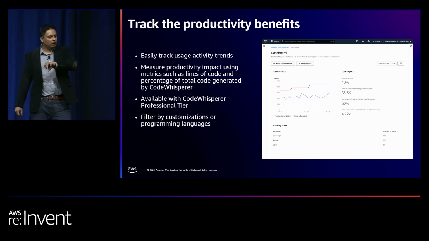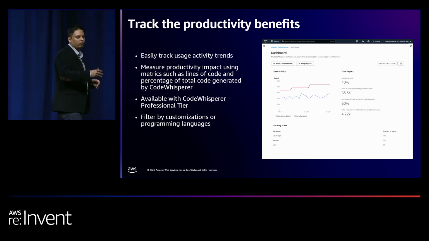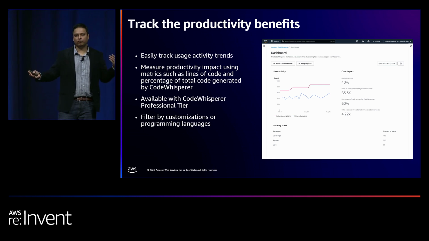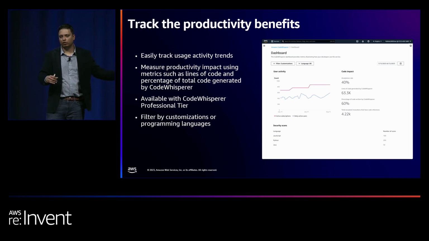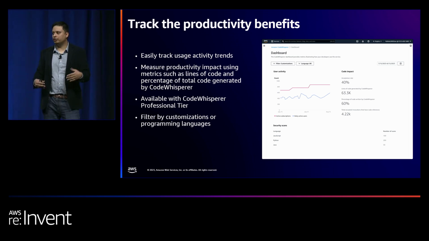Also, we talked about customization a little bit. If you have multiple customizations, you can actually filter by customization. Let's say you create a customization for each of your teams, and you want to see the productivity benefits for each team. You can filter by customization and look at the percentage of code written by CodeWhisperer for customization A versus customization B versus the default model. That gives you an indication of whether the customization strategy you have in your company is useful. If a customization is doing much better than the other, you can look at what we did right with customization 1 and what needs to be changed with customization 2.